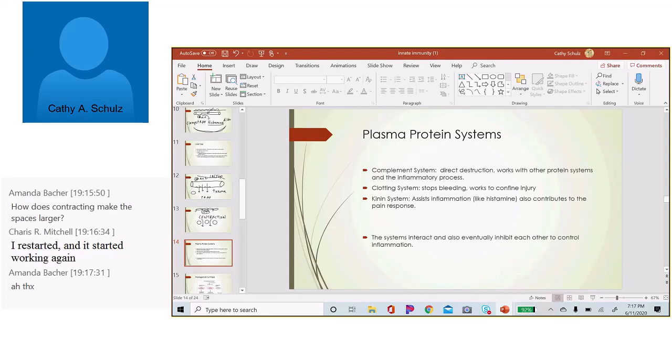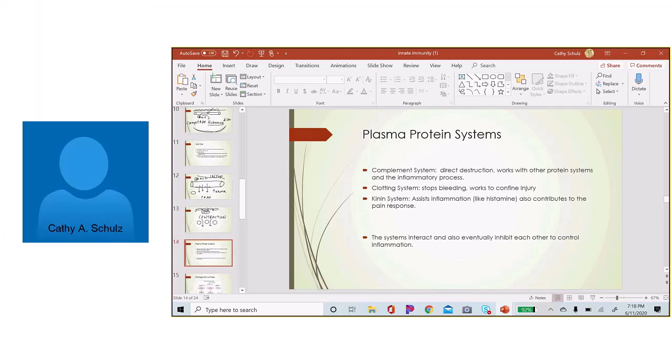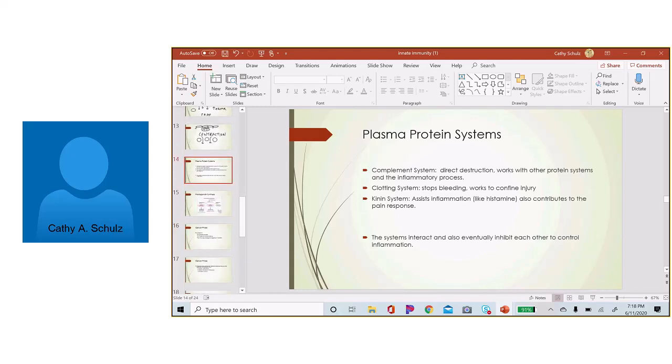The thing about the plasma protein systems that are the most important, we will talk in much more depth about the clotting system. But just to say that the platelets are going to come out and be a part of this process as well as the clotting cascade. We'll get into more details about that next class. But the main things that the complement and kinin systems do are to amp up the inflammatory process by increasing vessel dilation and contributing to the pain response.